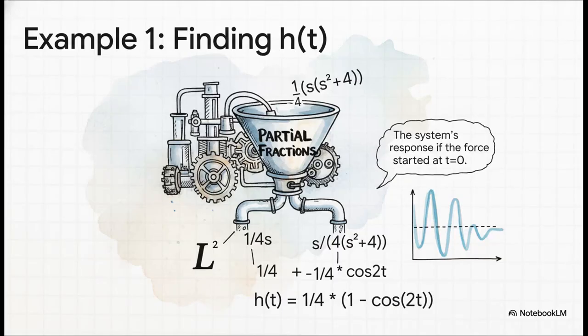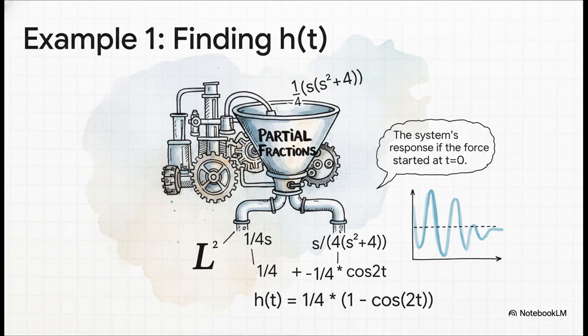So before we can deal with that time shift, we need to figure out the system's core response. To do that, we find the inverse of just that H of s part. A quick partial fraction decomposition, which is really just an algebraic trick to break a complicated fraction into simpler pieces you'll recognize from your transform table, gives us this function, h of t.